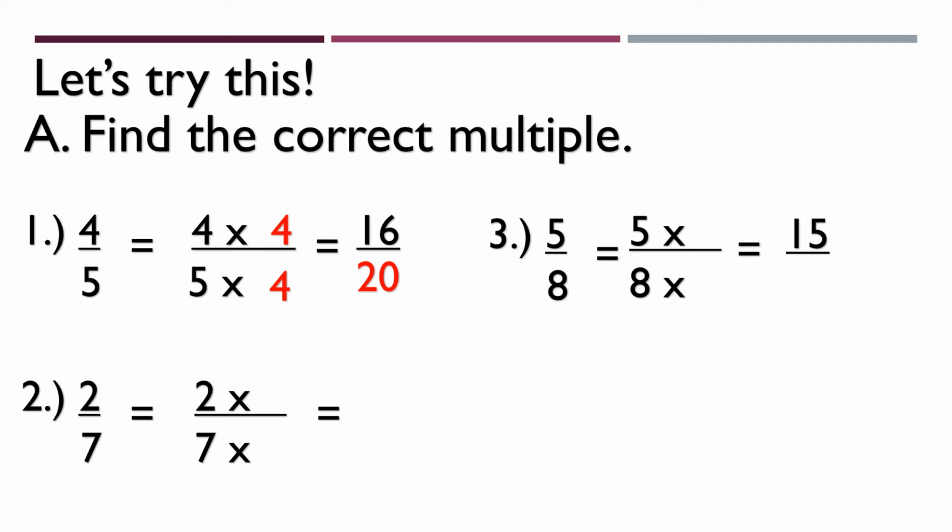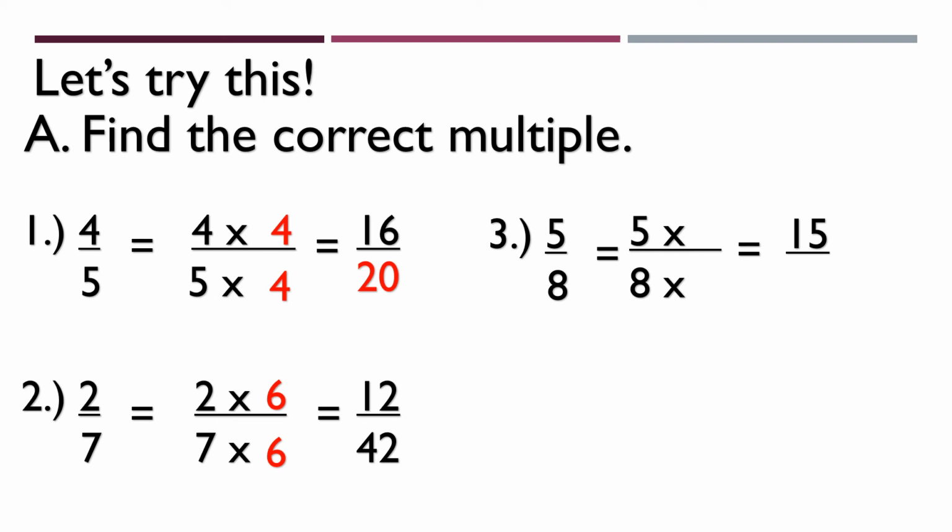Number 2, 2/7. The given equivalent fraction is 12 out of 42. So what is the missing multiple? Let's remember the table of 2. 2 times 1 is 2, 2 times 2 is 4, 2 times 3 is 6, 2 times 4 is 8, 2 times 5 is 10, and 2 times 6 is 12. So the missing number is 6. So let's multiply 6 also to the denominator. 7 times 6 equals 42. So we got it now. We get the correct answer.